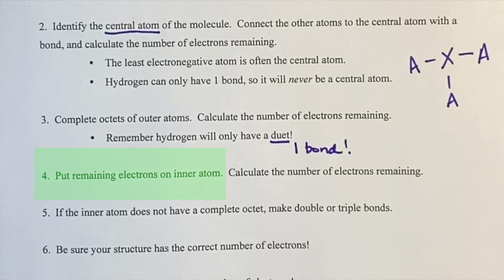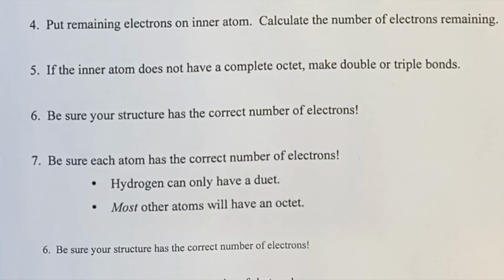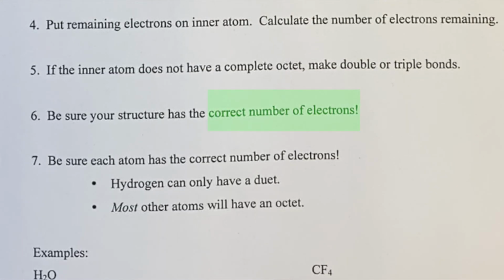Rule number 4 says to put remaining electrons on your inner atom and then calculate the number of electrons that remain. Rule 5 says that if your inner atom does not have a complete octet, we will make double or triple bonds. Rule 6 says to be sure your structure has the correct number of electrons that you calculated based on step number 1. Rule number 7 says to be sure that each atom has the correct number of electrons, meaning that hydrogen can only have a duet and most other atoms will have an octet.